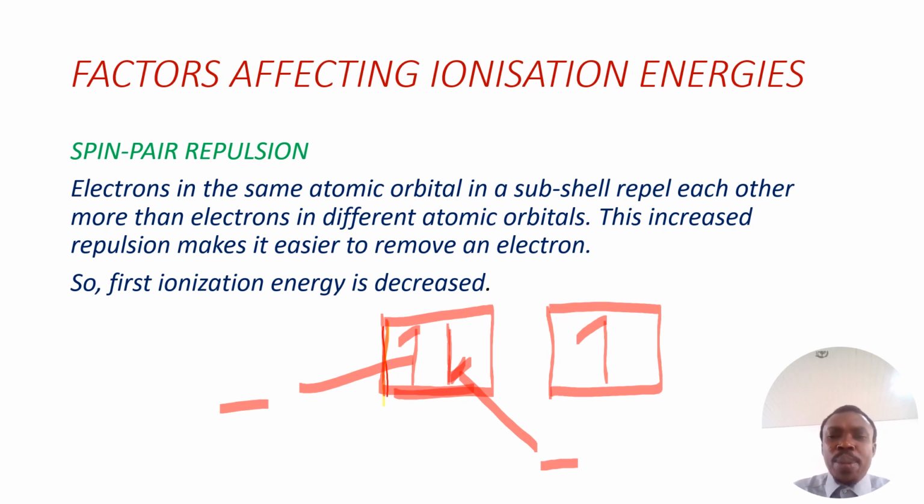So it is easier to remove an electron from a paired orbital, where the electrons have repelled each other as a result of spin pair repulsion, compared to an unpaired orbital. It is difficult to remove an electron from an unpaired orbital compared to a paired orbital, because in a paired orbital, spin pair repulsion has taken place and the electrons have already repelled themselves. So spin pair repulsion is one of the factors that affect ionization energy.